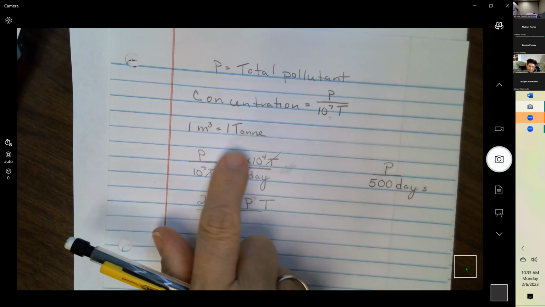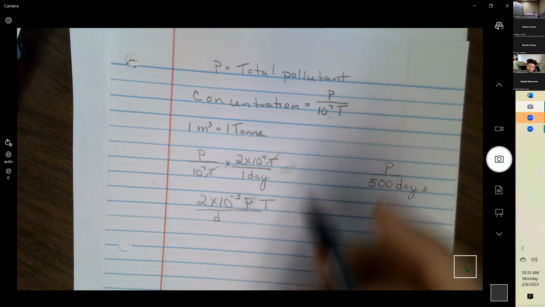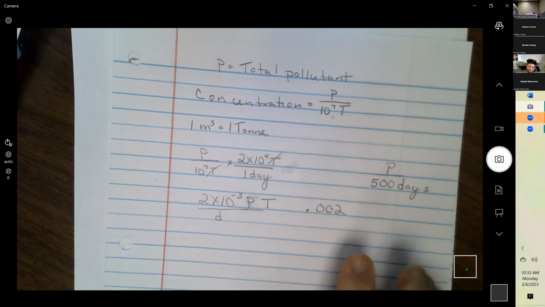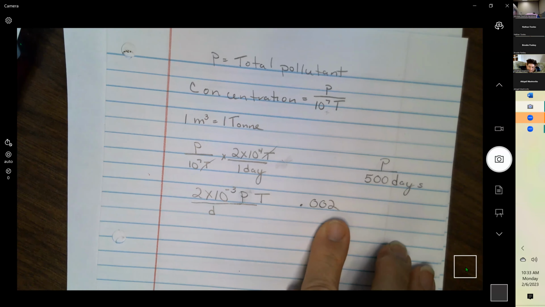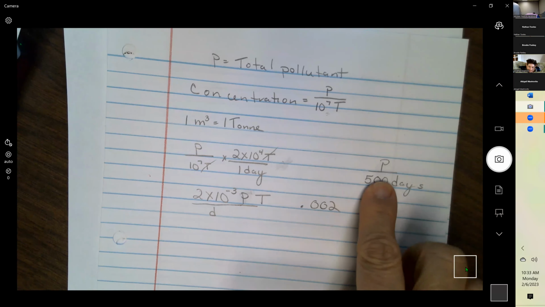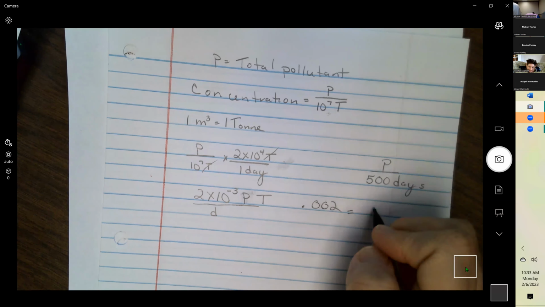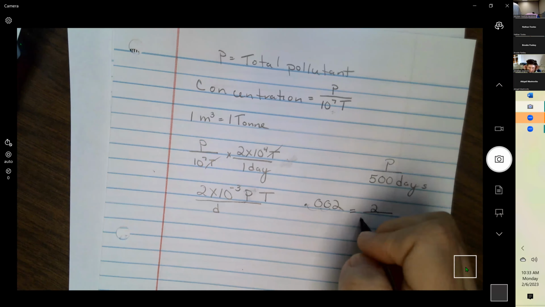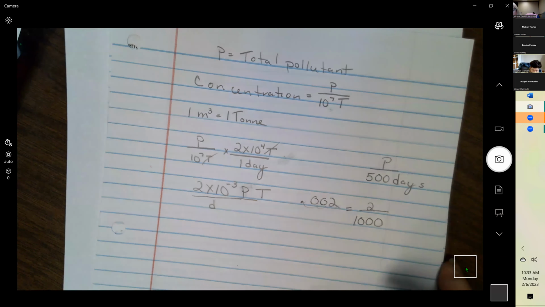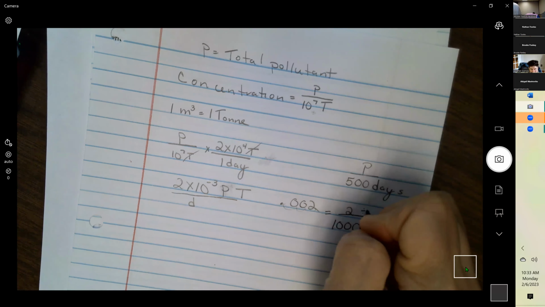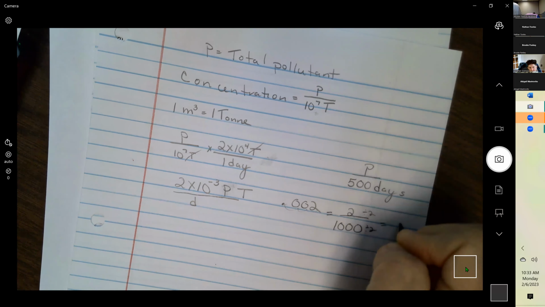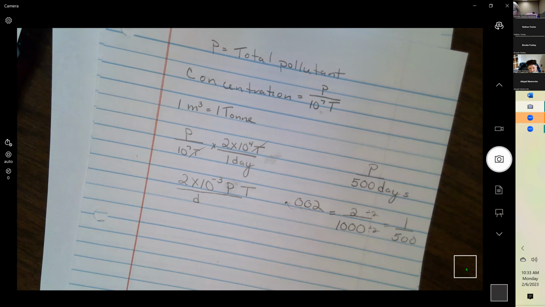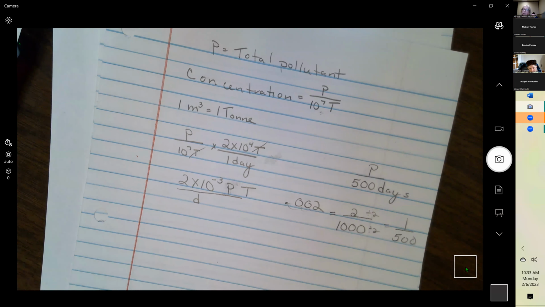Now to get that, instead they took 0.002. This is the same as this, because remember, we can make this a fraction: 2 over 1,000. And then divide top and bottom by 2. We have 1 over 500. So it was just another way of writing it.